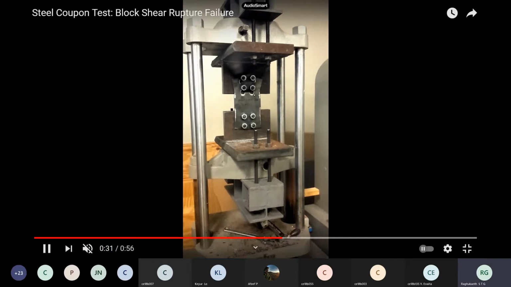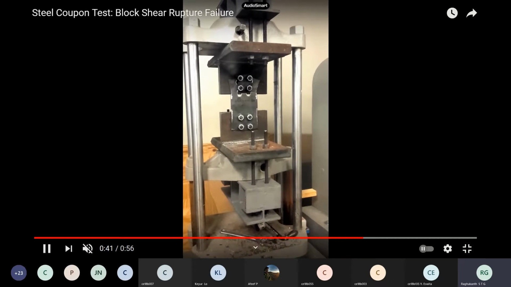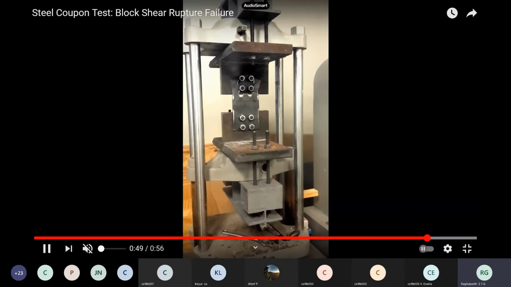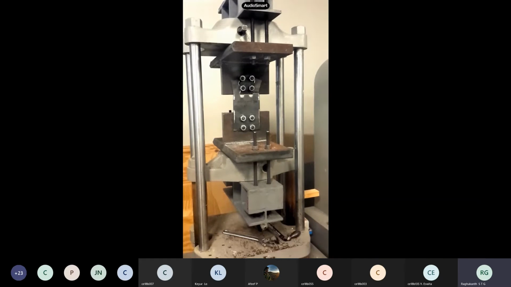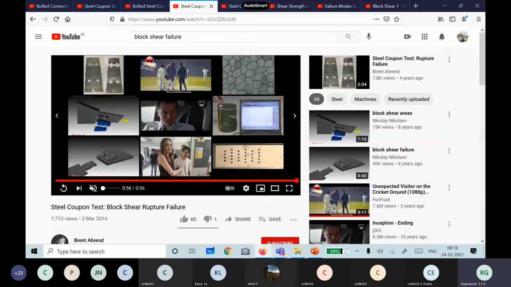These are the top 4 bolts, right? You can see how the plate has come out at all these bolts. The plate has completely come out. This we call the block shear failure. The whole thing has gone down. You can see it has almost broken, the joint itself has come down.